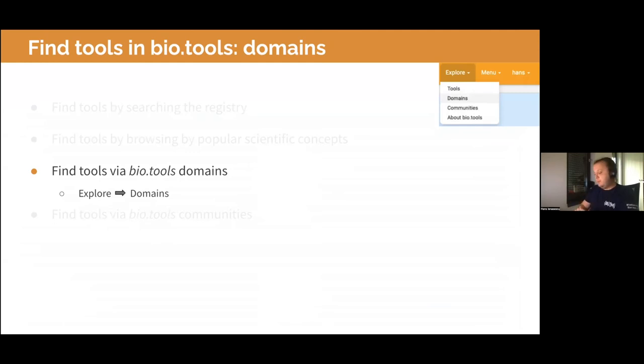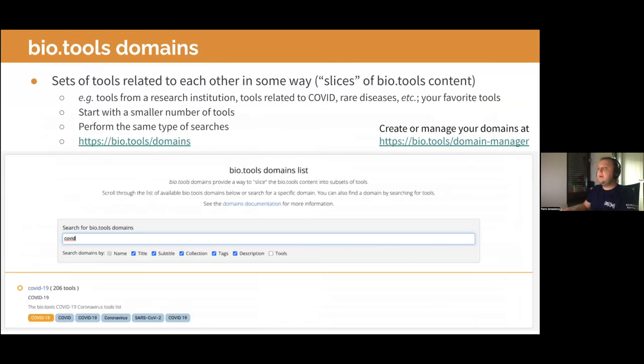The third way in which you could find tools in BioTools is via these BioTools domains. A BioTools domain is basically just a set of tools that are related in some way. I call it a slice of the BioTools content. This was needed, of course, as the content grew. It's quite hard to search within 25,000 tools when you could be searching within maybe 100 tools that are similar in some way. So examples of these collections or sets of tools include just tools from a research institution, tools related to a specific area, such as COVID, rare diseases, and it can just be your favorite tools.